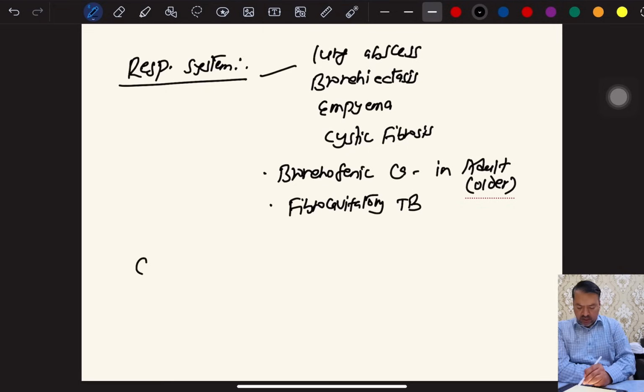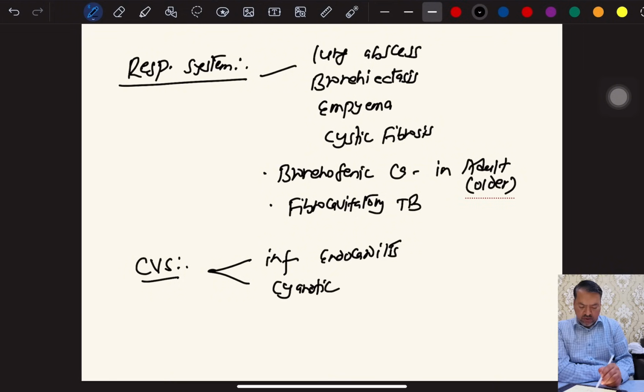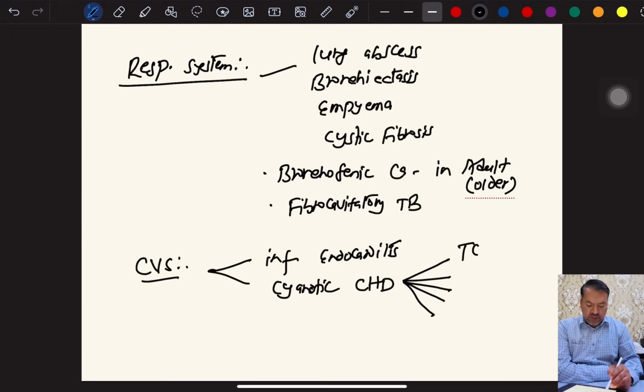Now from the cardiovascular system, you can remember infective endocarditis as the cause of clubbing, and one more is cyanotic congenital heart disease. Now whenever the term cyanotic congenital heart disease comes, you'll always remember the 5 T's as the cause. Quickly this type of questions will be asked to you. So what are those 5 T's? Number 1 is tetralogy of Fallot. Number 2, transposition of great arteries. Number 3, total anomalous pulmonary venous return. Number 4, truncus arteriosus. And number 5, tricuspid atresia.